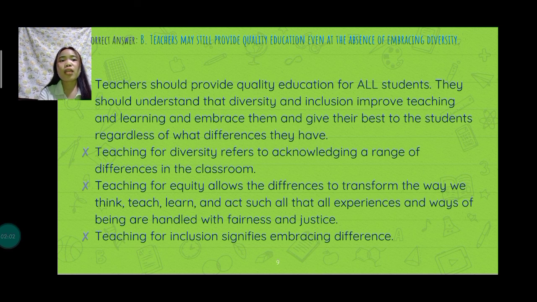Teachers may still provide quality education even in the absence of embracing diversity. So what makes this statement negative? Teachers should provide quality education for all students. They should understand that diversity and inclusion improve teaching and learning, and they should embrace them and give their best to the students regardless of what differences they have. Teaching for diversity refers to acknowledging a range of differences in the classroom. Teaching for equity allows the differences to transform the way we think, teach, learn, and act, such that all experiences and ways of being are handled with fairness and justice. Teaching for inclusion signifies embracing differences.